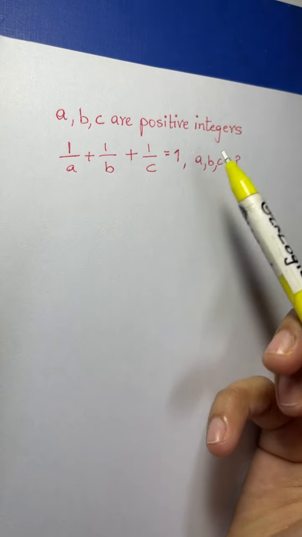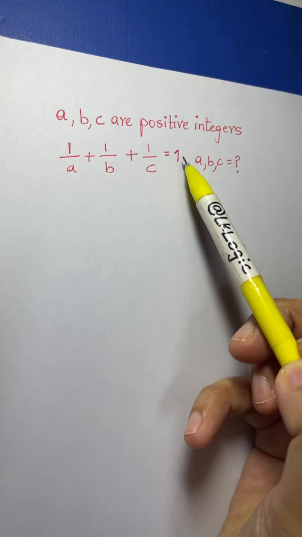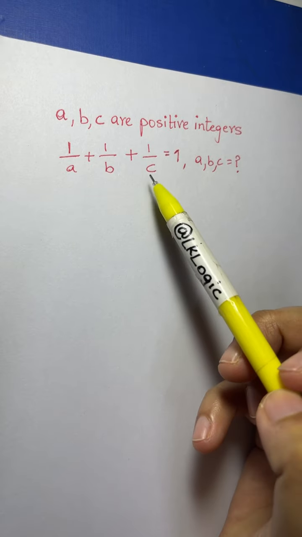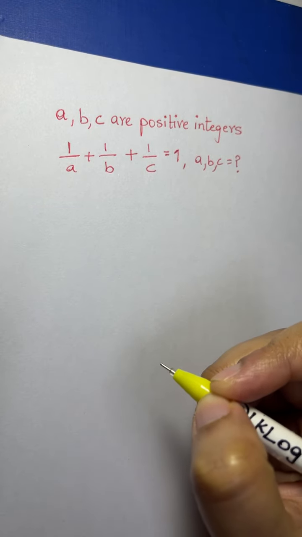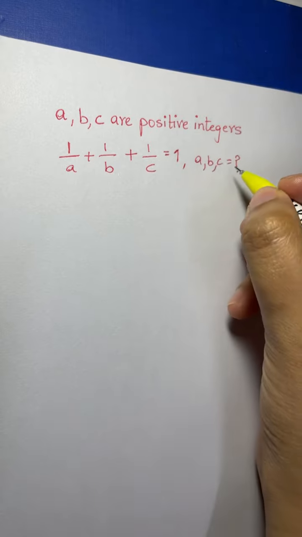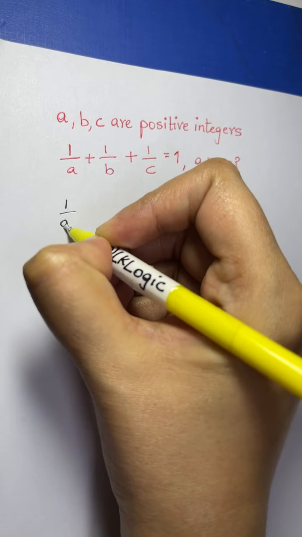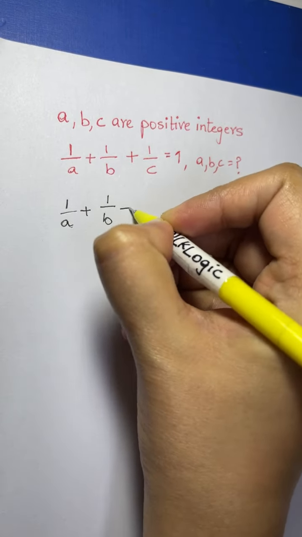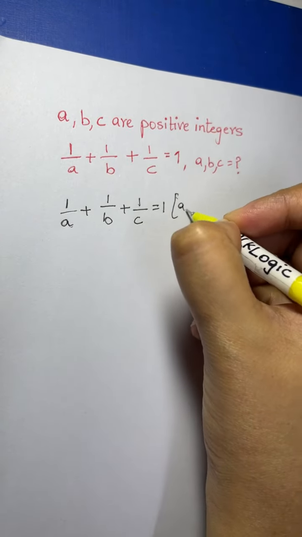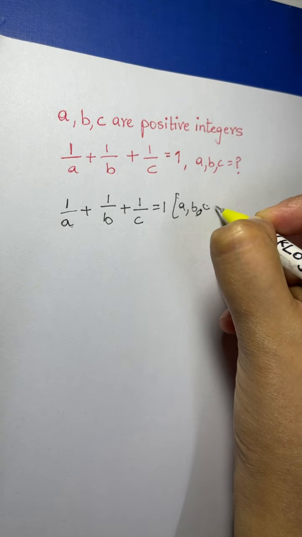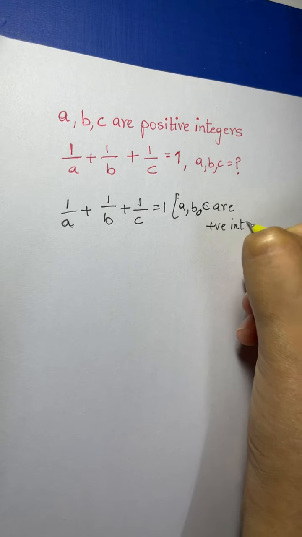You have three variables on the left hand side and a whole number on the right hand side. This looks really cute. 1 is really a nice number, but how should we solve this? So let's write down that a, b and c, as you already know, are positive integers. So I'm going to write that down. 1 over a plus 1 over b plus 1 over c is equal to 1, and you already know that a, b and c are positive integers. This is the very important point.